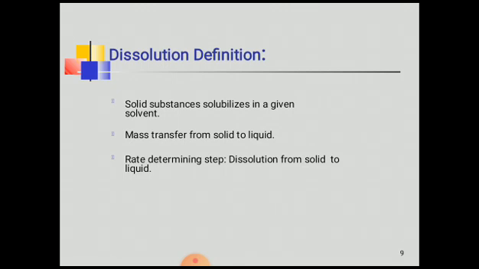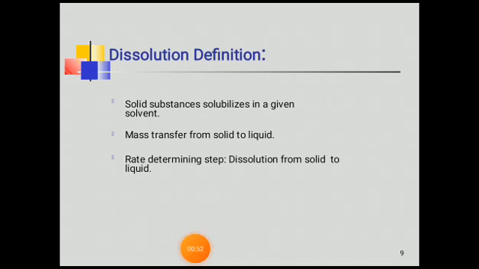So dissolution, we know that when the solid particles are converted to a liquid form, that is called dissolution, right? Solid substances solubilize in a given solvent, whereby they transfer from solid to liquid. Mass transfer from solid to liquid is called dissolution. The rate determining step here is dissolution from solid to liquid.